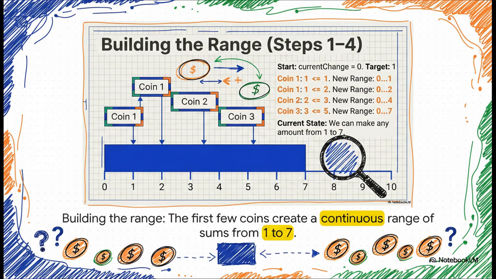Okay, let's trace this out. We'll start with a current change of 0, meaning we can't make anything yet. We pick up our first coin, which is a 1. Cool. Now we can make change up to 1. We grab the next coin, also a 1. Add that to our range, and now we can make everything up to 2. Next up is a 2 coin, so we add that, extending our range all the way up to 4. Then a 3 comes along, and that pushes it to 7. So at this point, we can make any value 1 through 7.